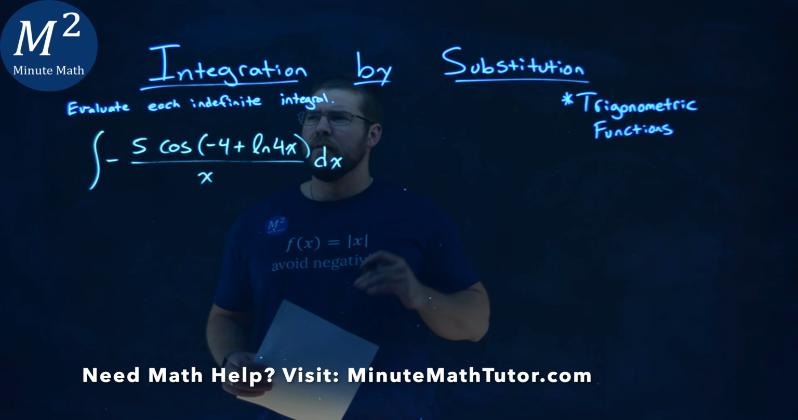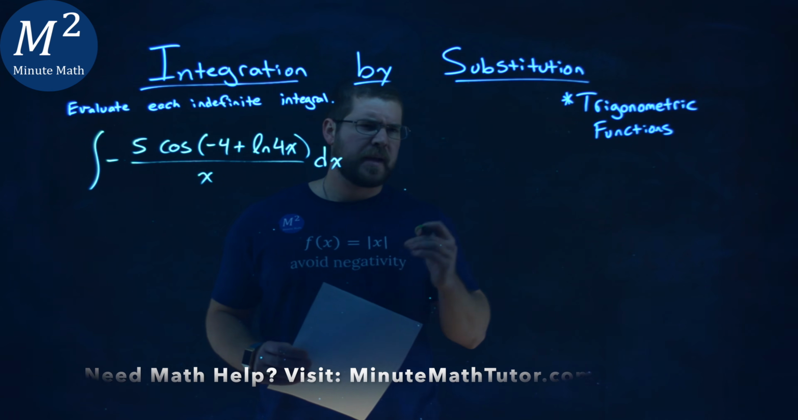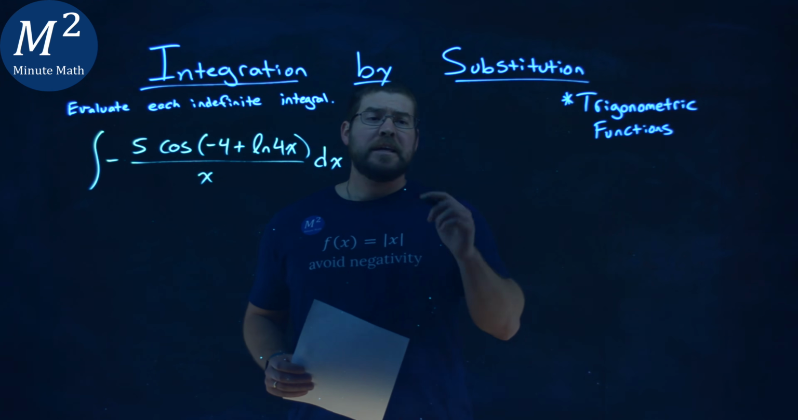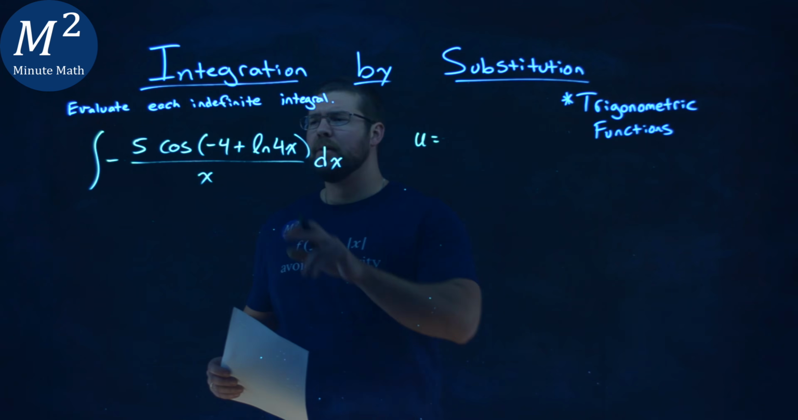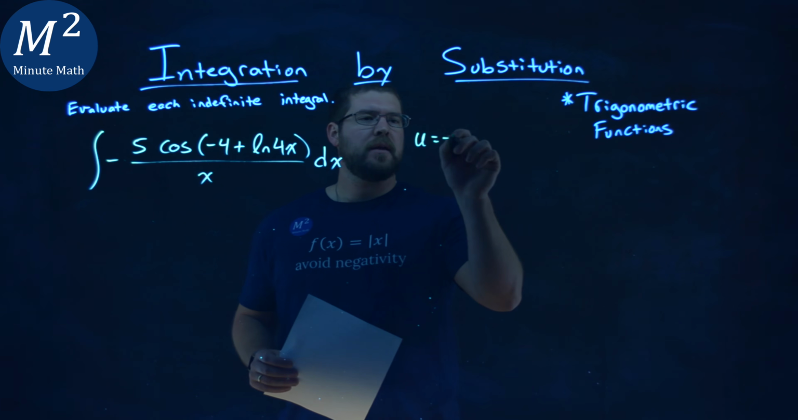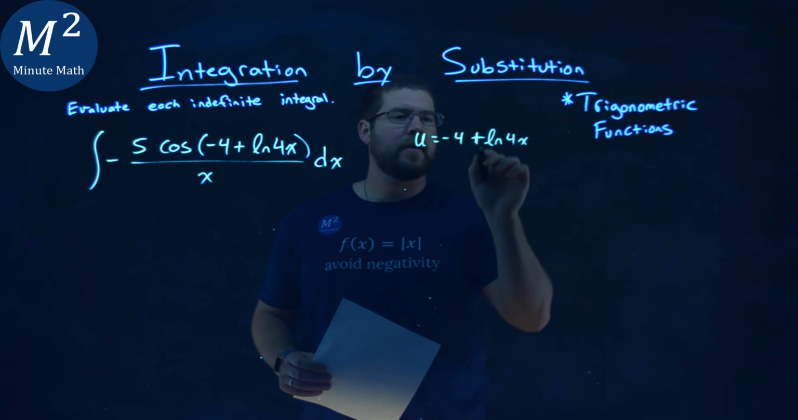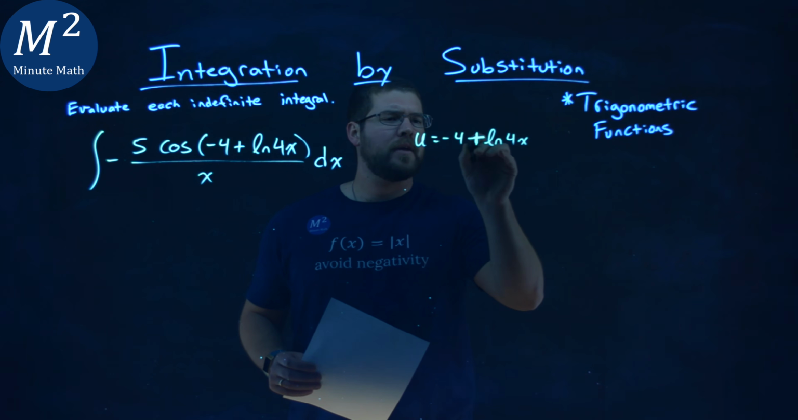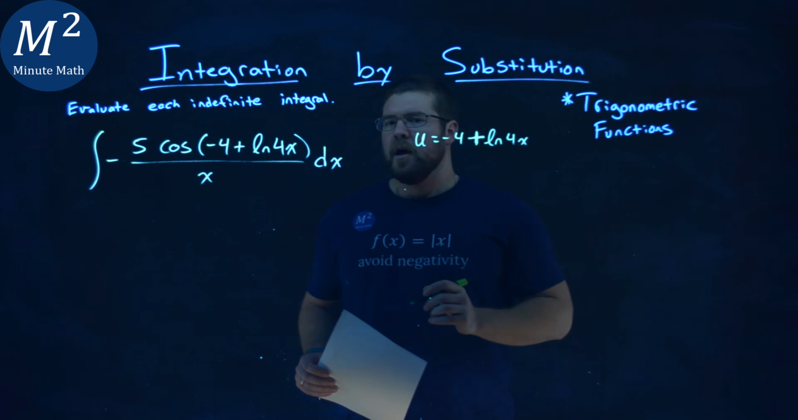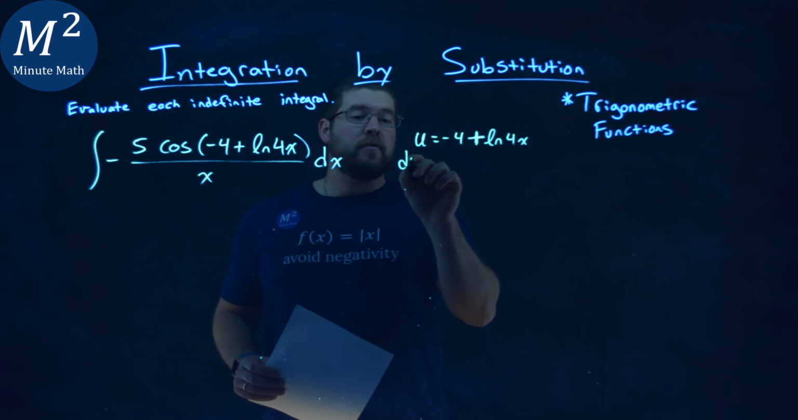And we have to evaluate this indefinite integral. Now, we want to find a u value here. And I'm going to pick what's inside of the cosine: -4 plus the natural log of 4x, right there. Okay? I'm going to write a plus sign. There we go. Well, with that, we need to find our du value.